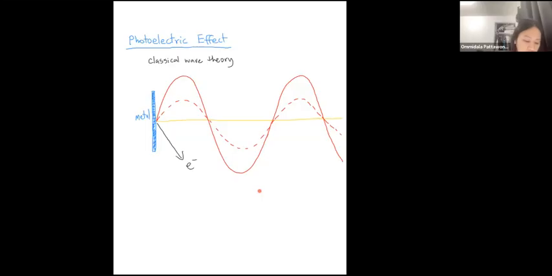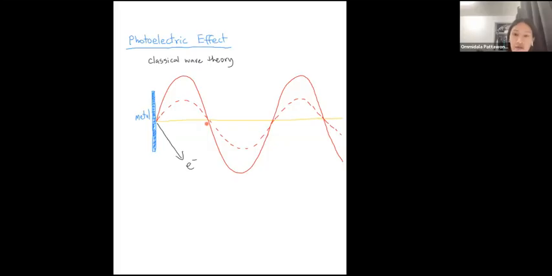Let's take a look at these figures right here. According to the classical wave theory, even though the waves have the same frequency, if they are brighter or have higher amplitude, they carry higher energy that is able to eject electrons from the surface of the metal. So regardless of the frequency, as long as the amplitude is really high or the light is very bright.